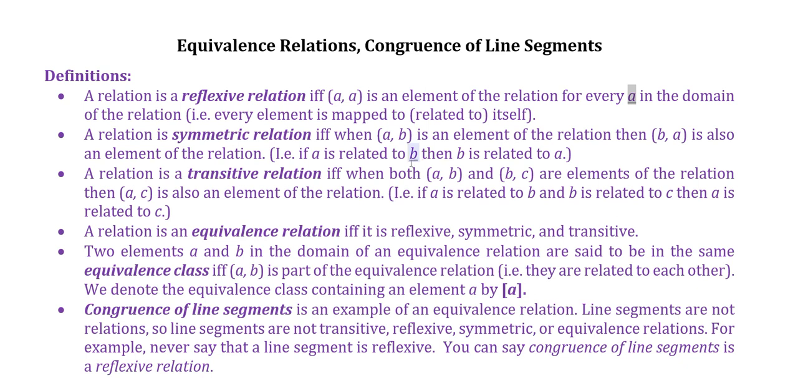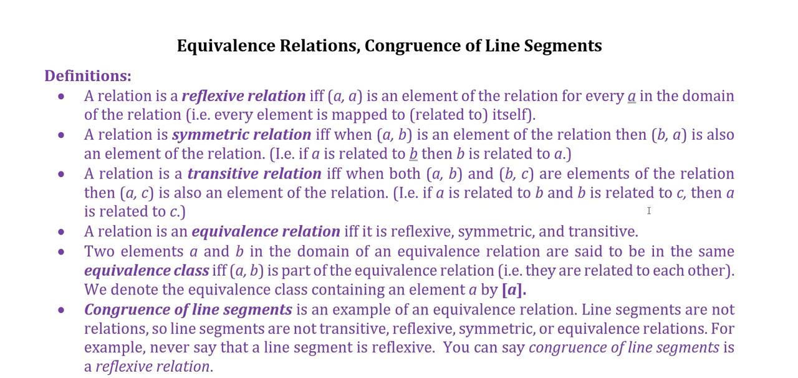That's symmetric. A relation is a transitive relation if and only if when both A, comma B and B, comma C are elements of the relation, then A, comma C is also an element of the relation. In other words, if A is related to B and B is related to C, then A is related to C. So they're kind of linked together in a little chain. And a relation is an equivalence relation if and only if it is a reflexive, symmetric, and transitive relation.